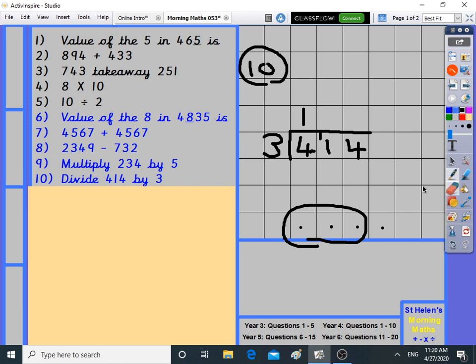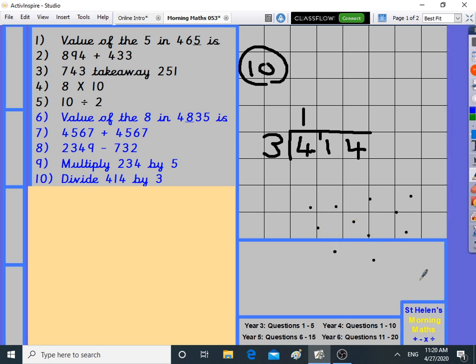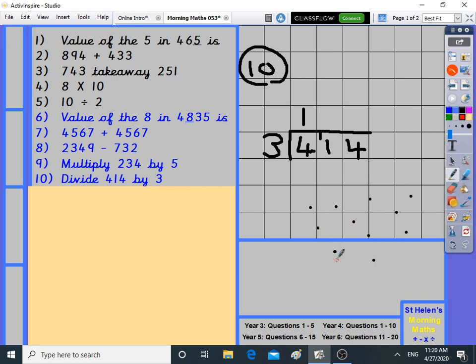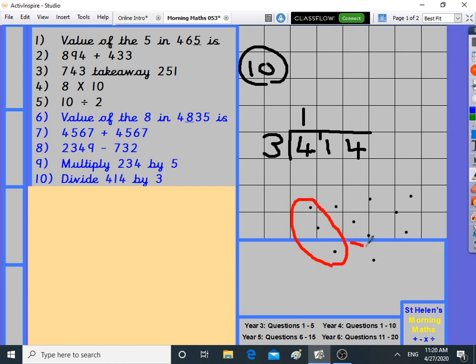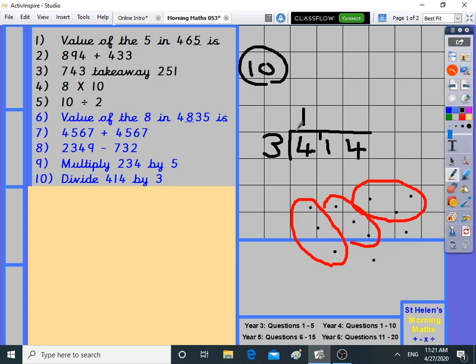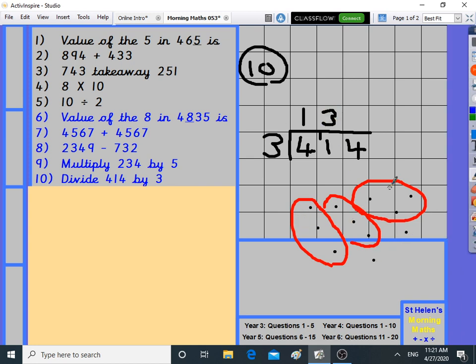11. Do some more dots for the next one. How many 3's in 11? 11 dots. There's 3. Well, there's another 3. There's another 3. There's no more 3's. 3 3's fit into 11. And you can see the little 2 left over. That's your remainder. Remainder 2.